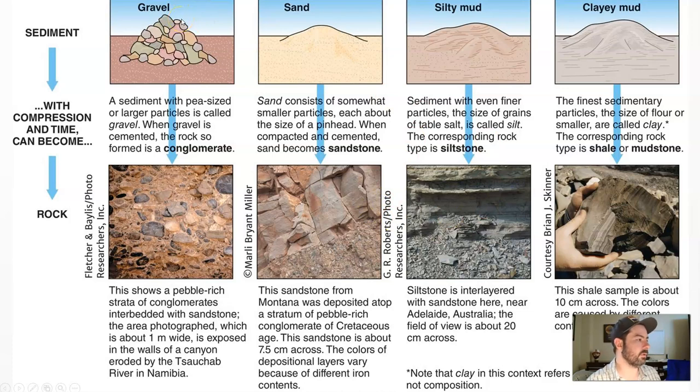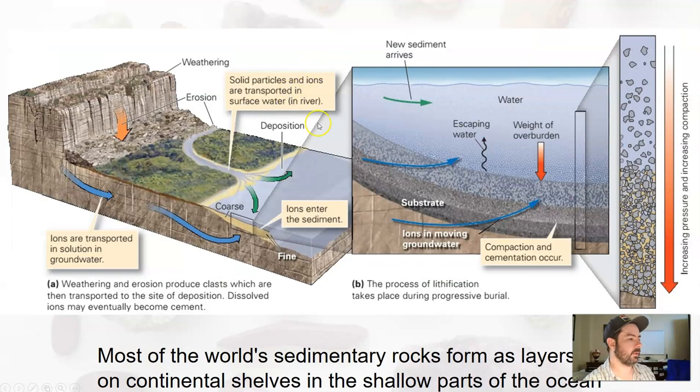So gravel, if it's rounded, makes conglomerates. Sand makes sandstone. Silty mud makes siltstone. Clay mud makes shale or a number of other things. Okay? So the sedimentary rock is classified based on the size of the sediment it's made up from that was compacted and cemented together.